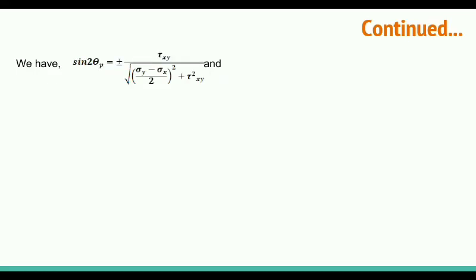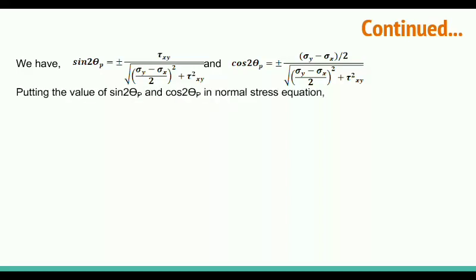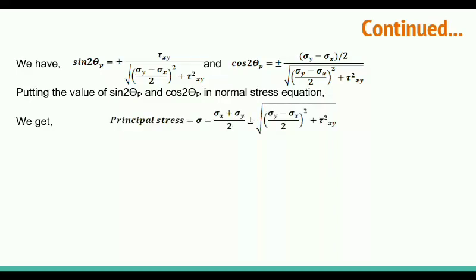Now for tan 2 theta p, we have that formula, so we can write it also in terms of sin 2 theta p over cos 2 theta p. So we will get this result. You can try also, you will get this result, don't worry. This cos 2 theta and sin 2 theta we can put into the equation of normal stress, and we can get this result. So the principal stress will be sigma equals (sigma x plus sigma y)/2 plus or minus the square root of ((sigma y minus sigma x)/2) squared plus tau xy squared.